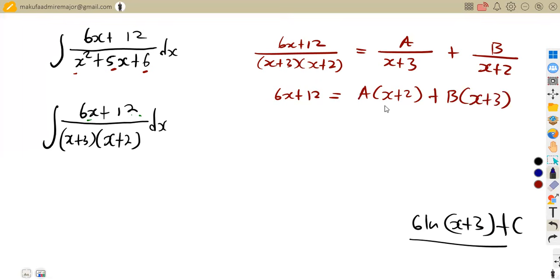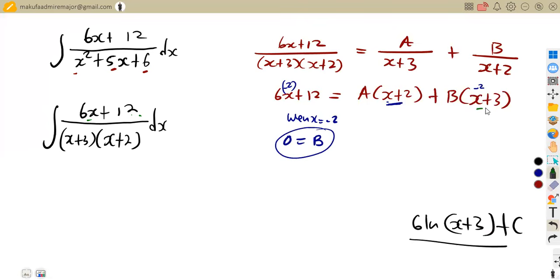In this case, you equate each bracket to 0. In order for us to get a 0 in the x plus 2 bracket, x was going to be -2. When x is -2, you substitute -2 here. What do we obtain on this side? -12 plus 12, that's a 0. And here we've got -2 plus 3, which is going to give us a +1. So 1 times B, that's B. B is equal to 0. Take note of what happened there.